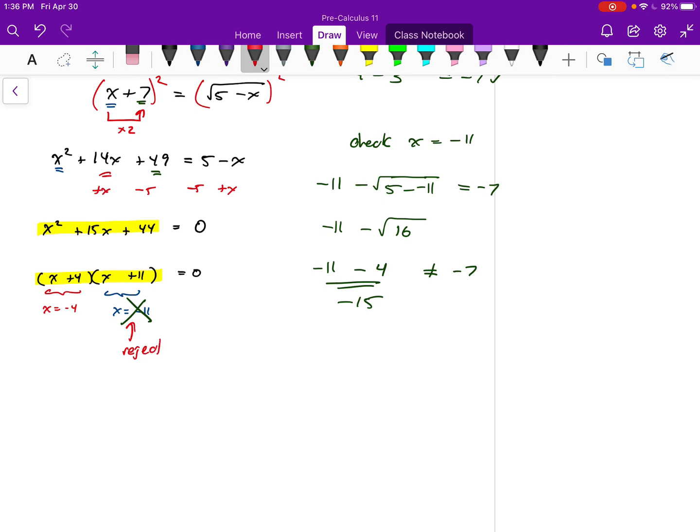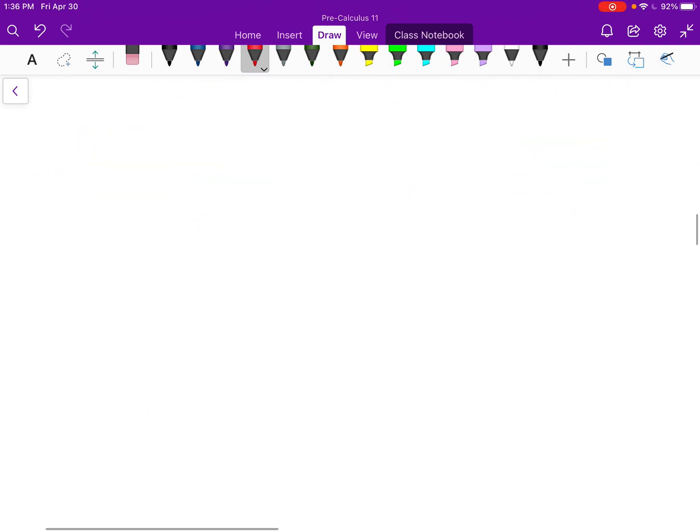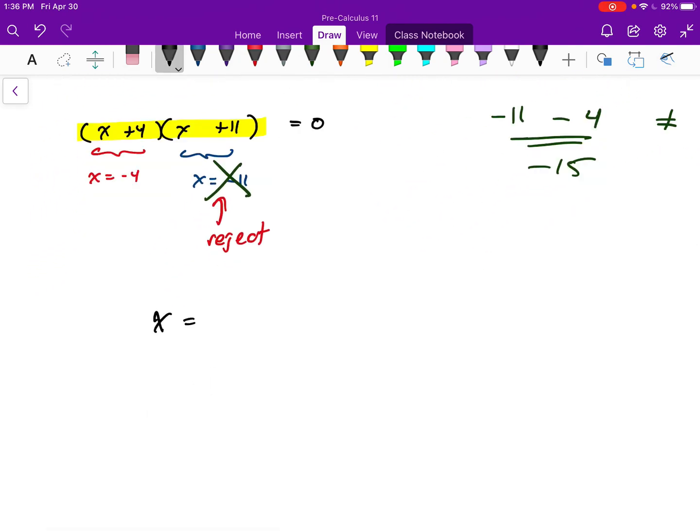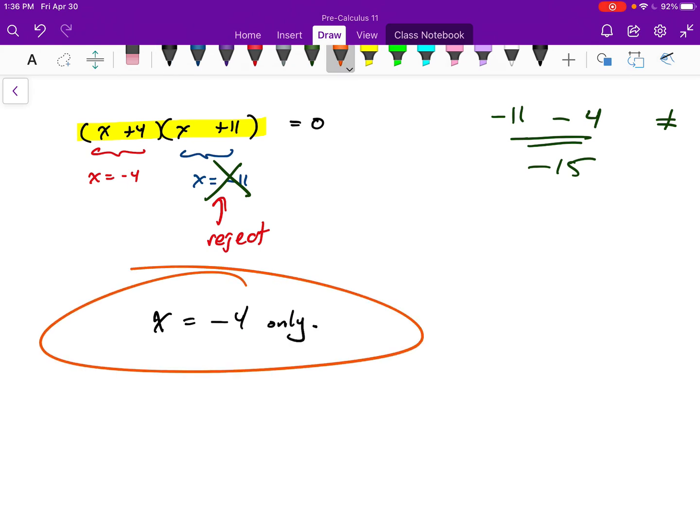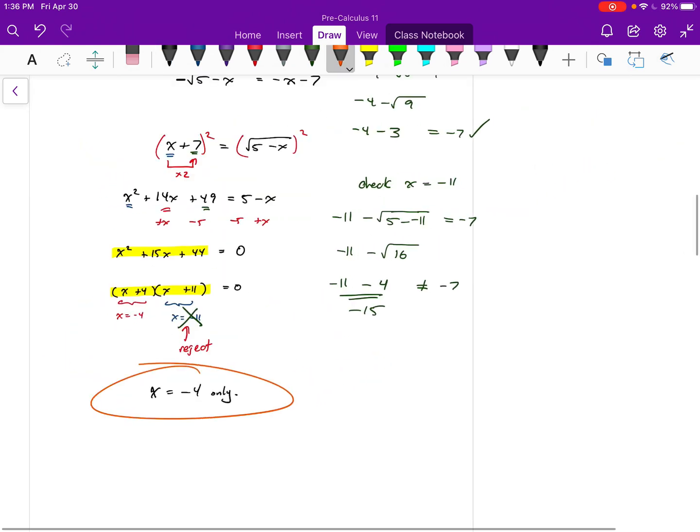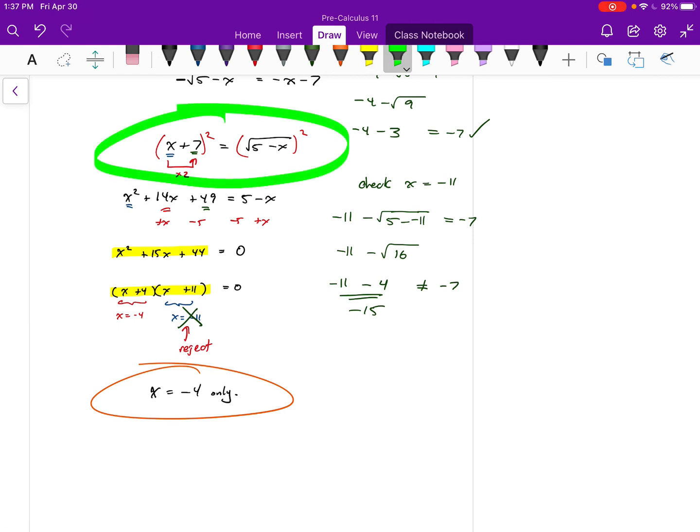We call this an extraneous solution. And we saw this a little bit in the last chapter as well. And so that means in the end, x equals negative 4 only. And like I said, as soon as you perform this step right here, where you square both sides, it doesn't mean you will have an answer that's wrong that you have to reject, but you open up the possibility of that happening.